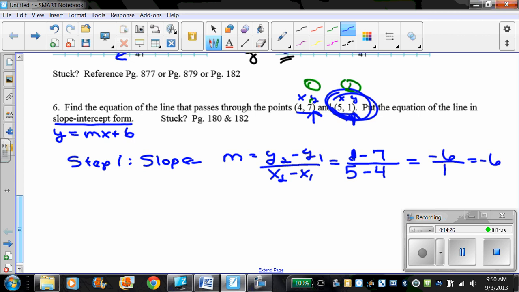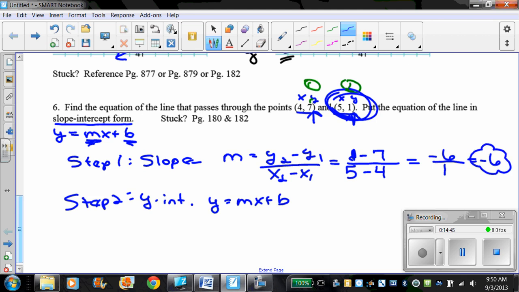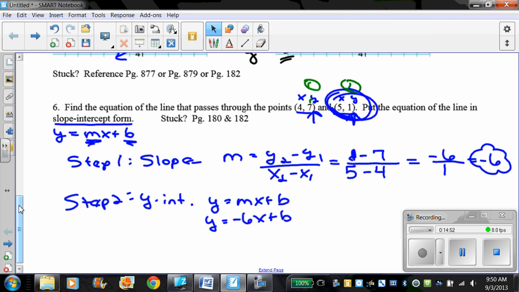Now, step 2. We found the slope. Now we need to find that y-intercept. The easiest way to find the y-intercept is to start with the general form and put the slope in, because we just found it over here. You've got to love all that work we did. So y equals negative 6x plus b. And you can pick one point.